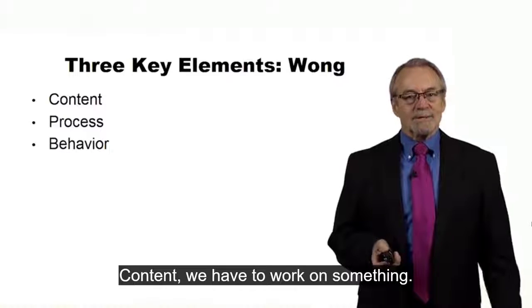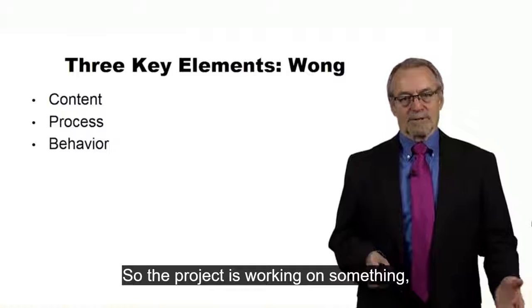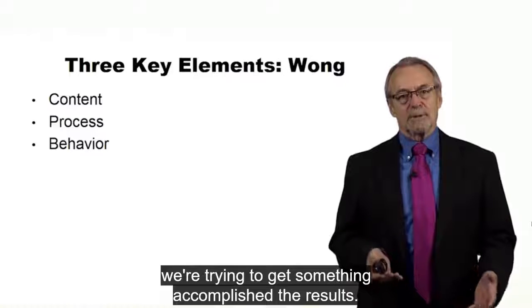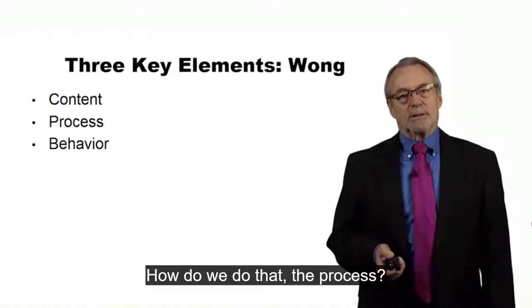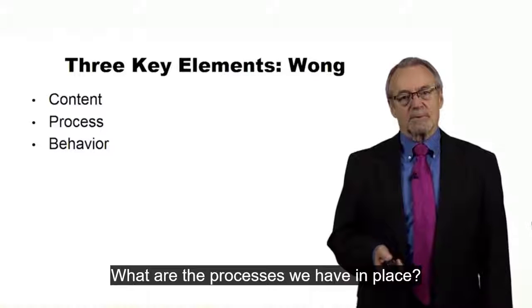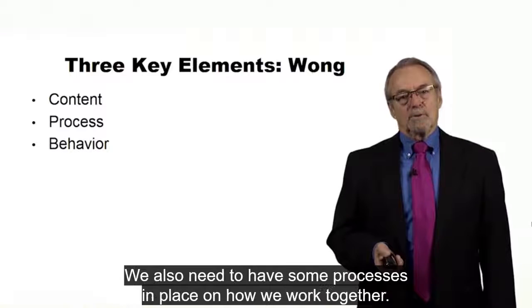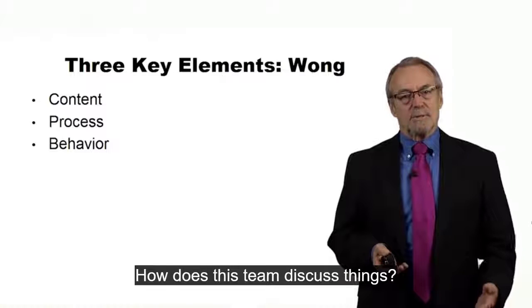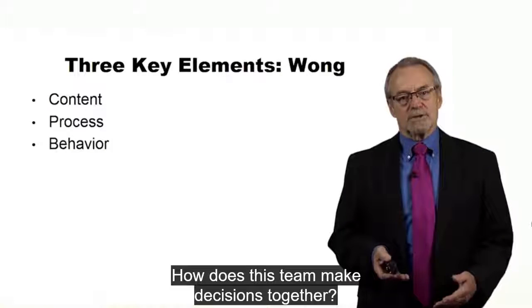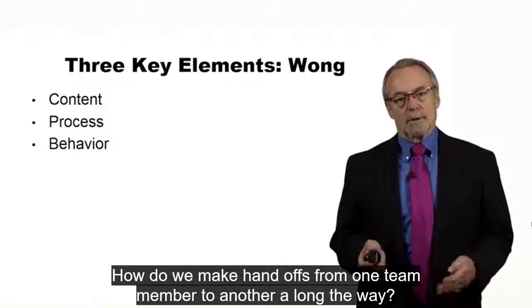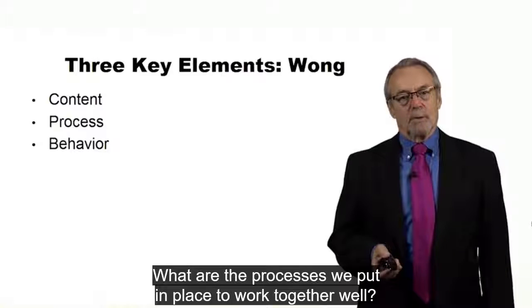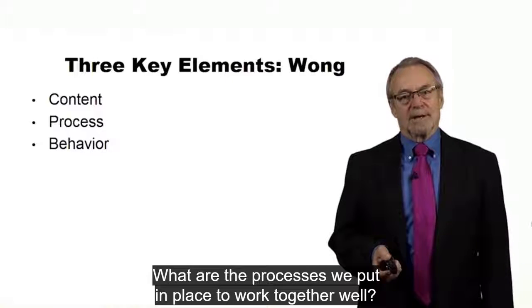Content, we have to work on something, so the project is working on something. We're trying to get something accomplished, the results. How do we do that? The process. What are the processes we have in place? Yes, we do have the initiate, plan, execute, control, and close processes. We also need to have some processes in place on how we work together. How does this team discuss things? How does this team make decisions together? How do we make handoffs from one team member to another along the way? What are the processes we put in place to work together well?